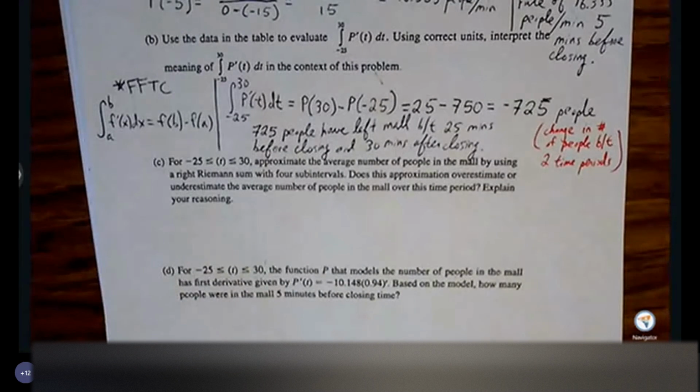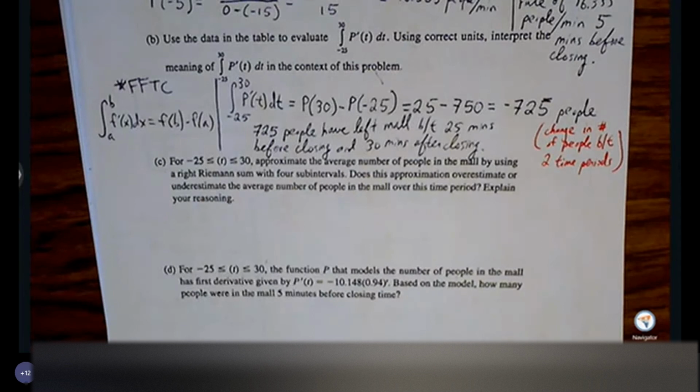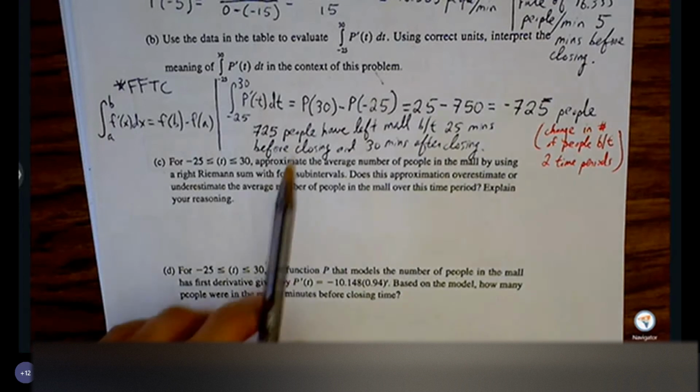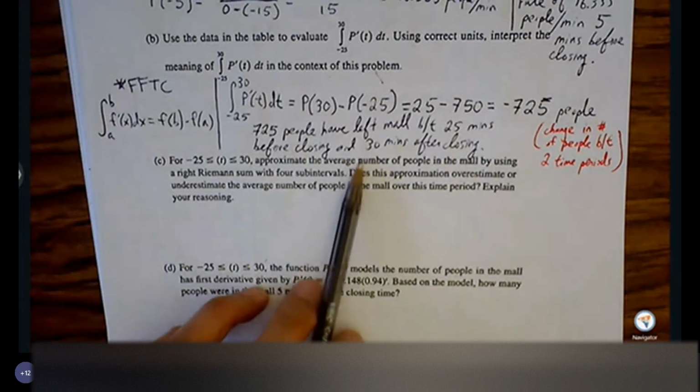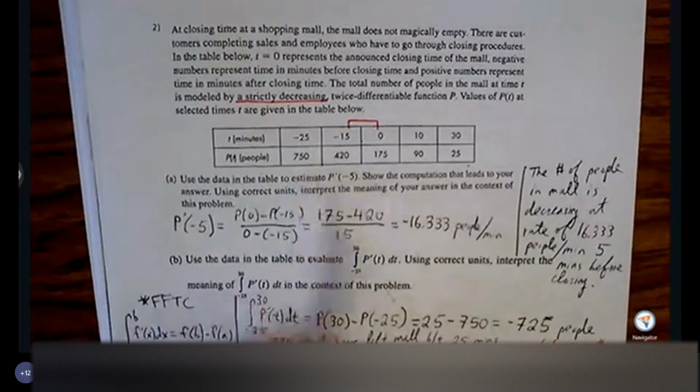Okay. For t values in the time interval between negative 25 and 30, the approximate average number of people in the mall can be found by using a Riemann sum with 4 subintervals. Is this approximation overestimating or underestimating the average number of people? Right, so we want to find the average number, basically average value. We want to find the average of all these numbers of people at these moments in time.